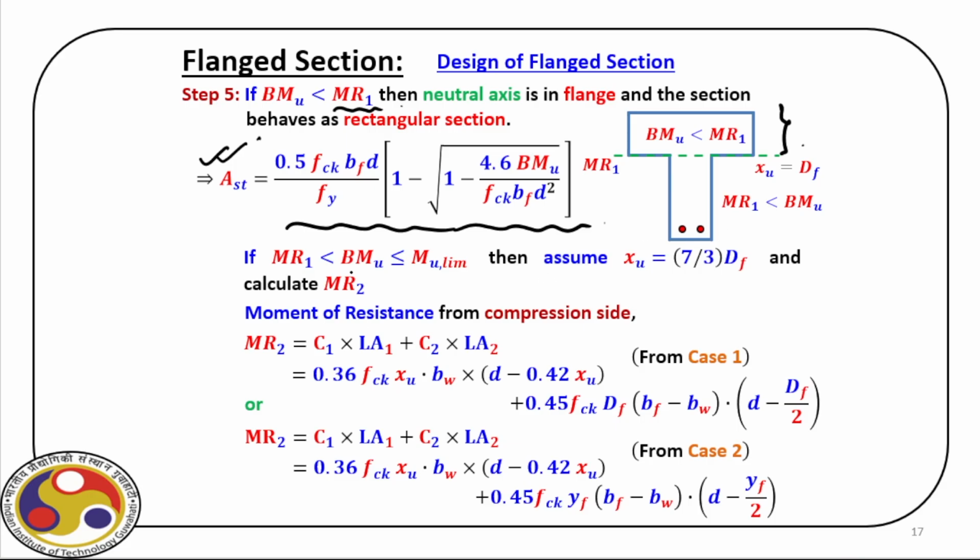Now, if this applied bending moment is in between MR1 and MU limit, then we assume this condition and calculate MR2. So, the moment of resistance from the compression side, what we get is effectively this one. We have considered two different cases based on the location of the neutral axis in the web, and accordingly we can figure out the respective moment of resistance.